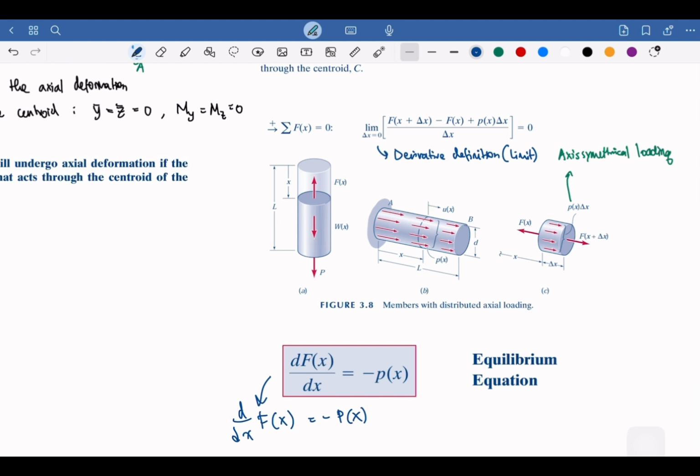Which we can integrate this to give the axial force, right? So it can also be integrated like that. Okay. But it's still in integrations. It's not easy to follow.